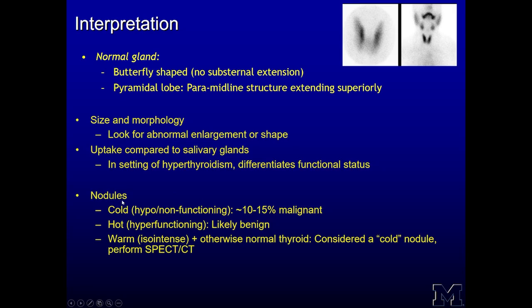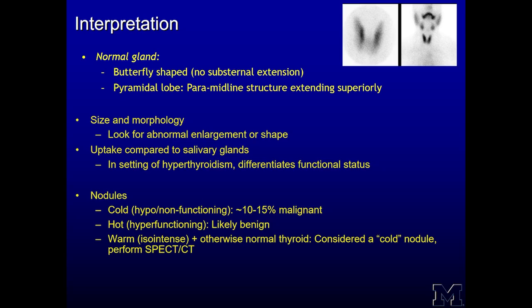We also look for nodules, if there are any cold nodules consistent with hypofunctioning or non-functioning nodules. These have a chance of 10 to 15% of being malignant, therefore correlation with ultrasound and subsequent fine needle aspiration biopsy is recommended depending on the TIRADS classification. Alternatively, we can see hot thyroid nodules consistent with hyperfunctioning nodules, which are in great majority of cases, 99% of cases, benign. So they do not require further investigation with ultrasound and biopsy.